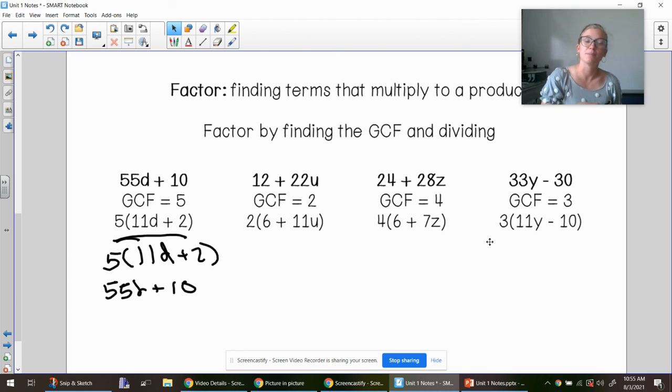In this video, we talked about how to distribute and we talked about how to factor, which is essentially reversing the distributive property and trying to figure out what numbers multiply to get a product. Tune in next time for a video on combining like terms where we'll take this skill and add to it.